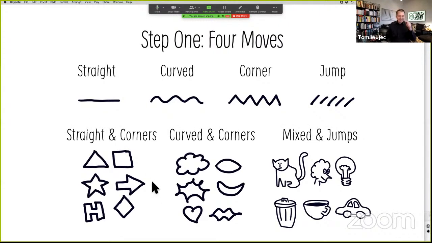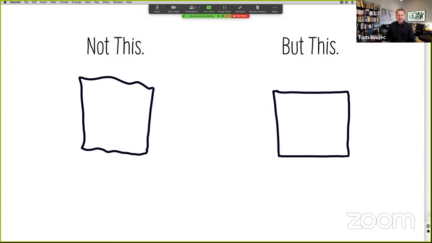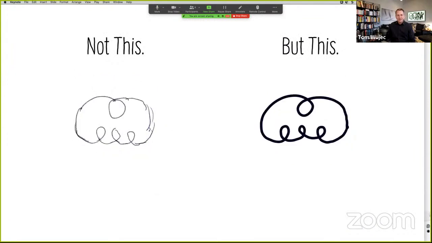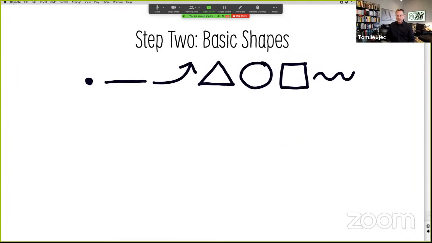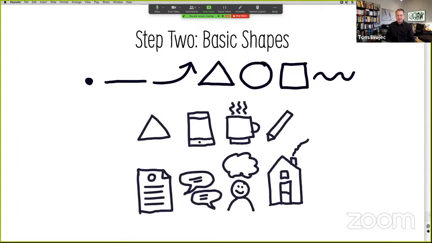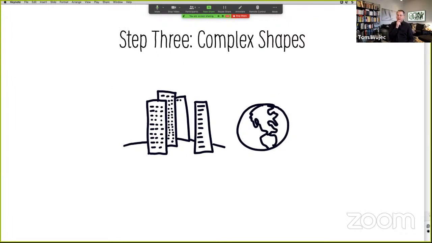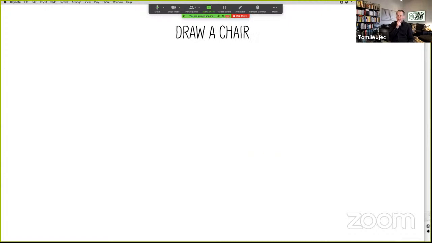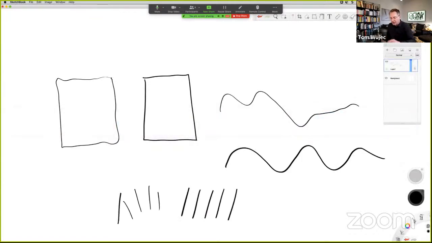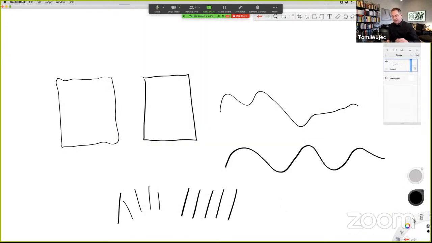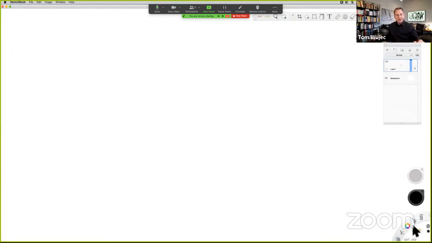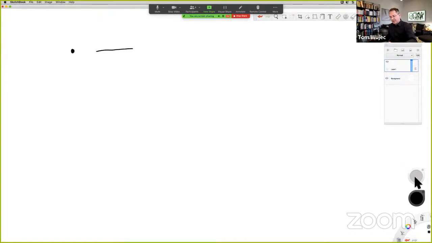So we can kind of combine these together. Here's some examples of this and not this, but this. And then we can draw basic shapes as well. So now what I'd like you to do is, let's see, I want to be mindful of time here. Let's do this. Just follow along with me. And I'd like for you to learn the basic alphabet of drawing. The basic alphabet is dots, lines. Let me get this a little thicker here.